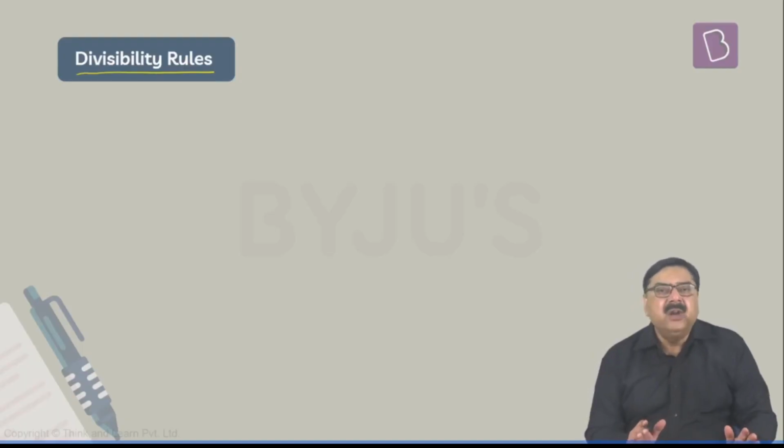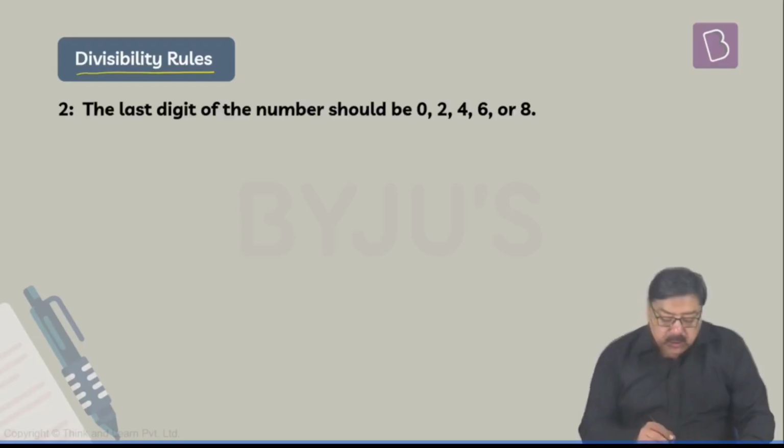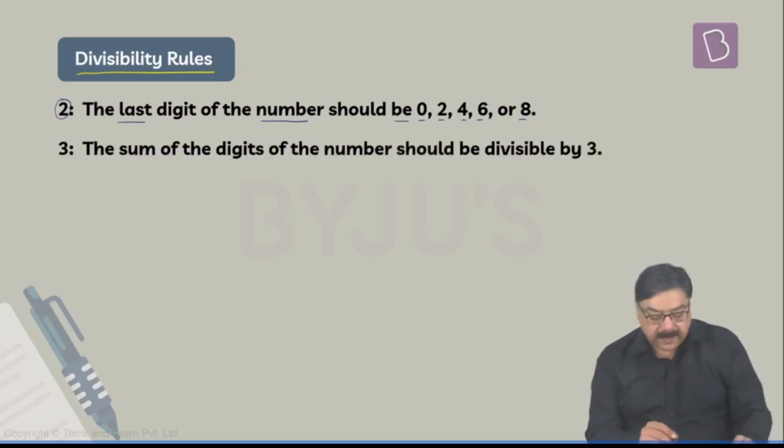But then let us have a look at the divisibility rules of some of the numbers here. 2. So, when do we say that a number is divisible by 2? The last digit of the number should be 0, 2, 4, 6, or 8. That is, the number has to be divisible by 2.